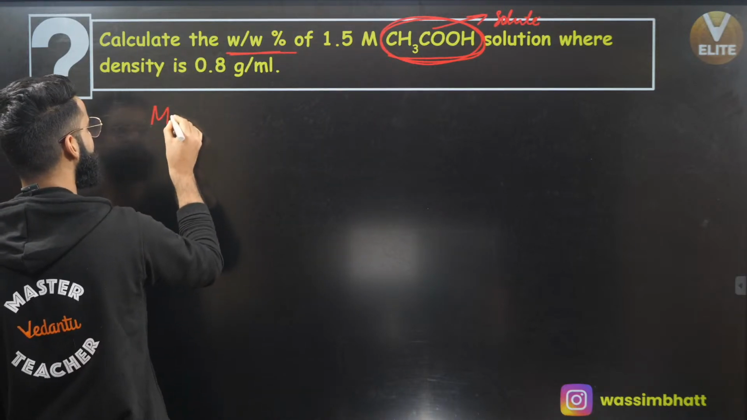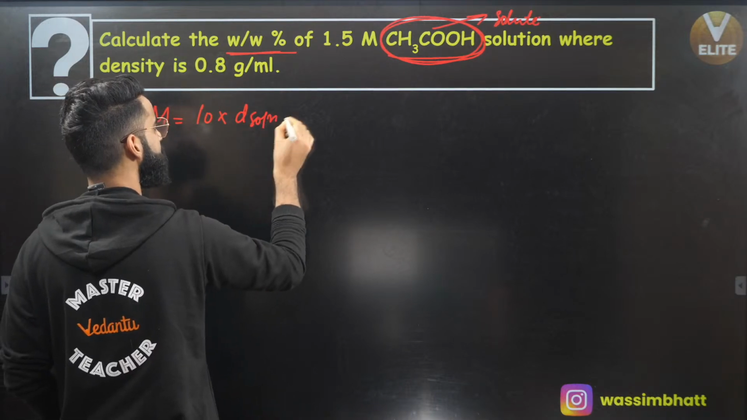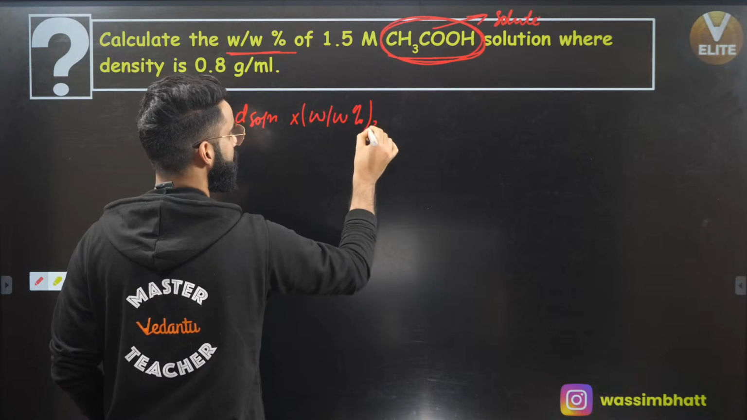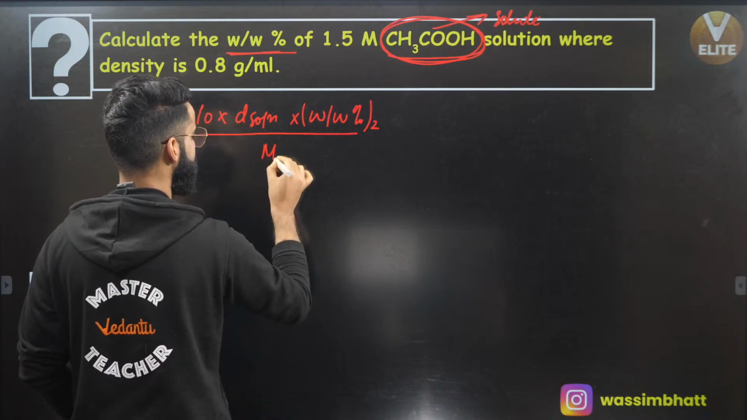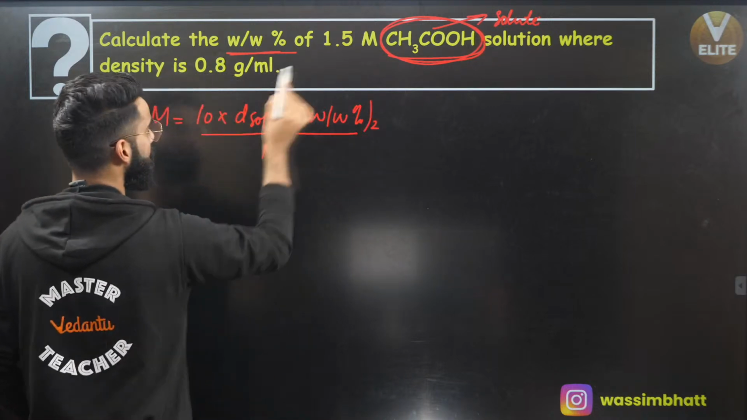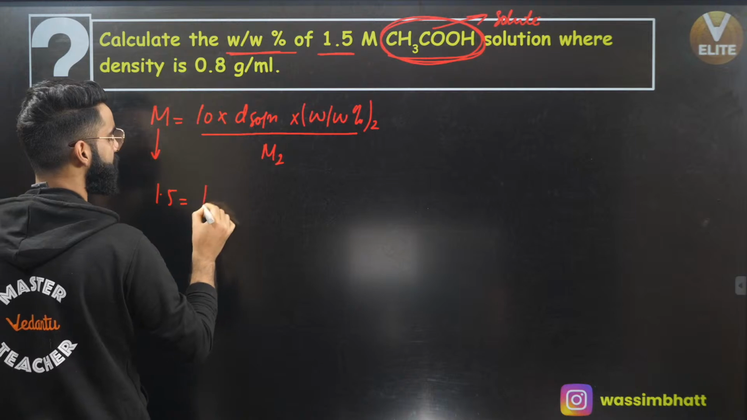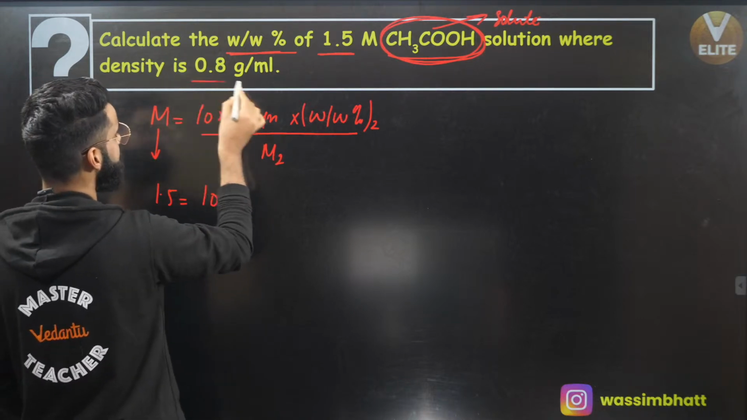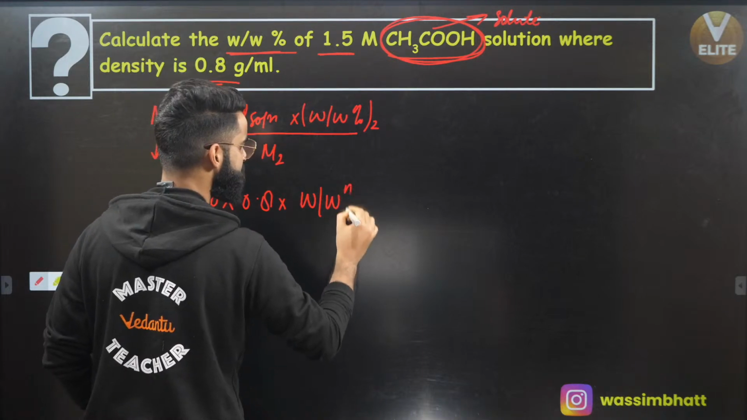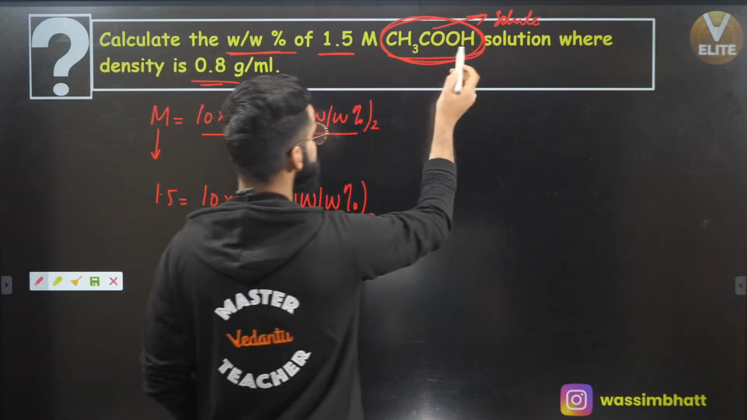People, few minutes back, I gave you one direct result. Molarity is equal to 10 multiplied by density of solution multiplied by weight % of solute divided by molar mass of solute. I'm supposed to calculate weight by weight % of solute. Molarity of the solution is given to me, so I'll be writing 1.5 is equal to 10 multiplied by density of solution, 0.8, multiplied by weight by weight % of solute, divided by molar mass of CH3COH.